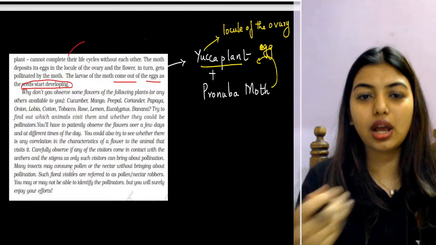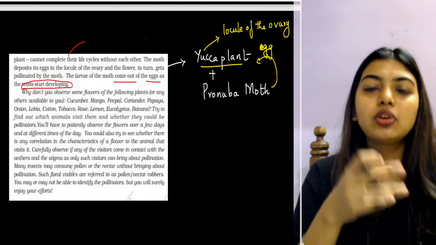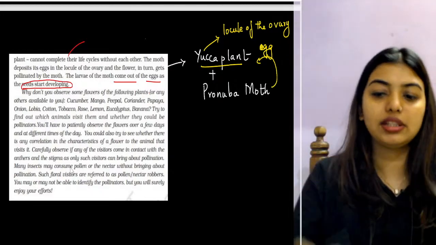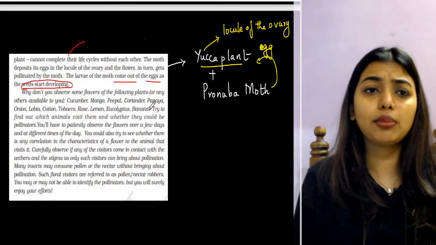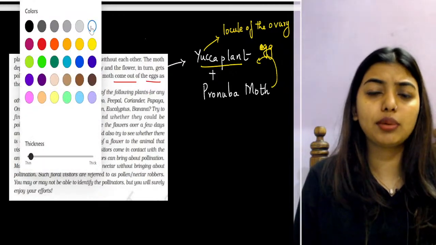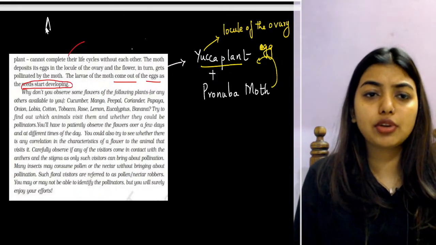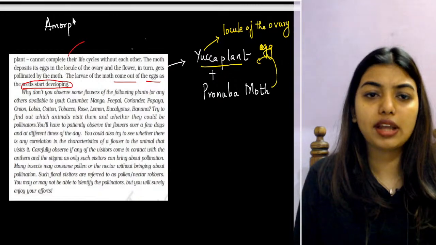They're just asking you how the flowers will look, what will happen if they come in contact with the animals. All that is not needed. But this Yucca and Pronuba moth you cannot forget. At the same time, you cannot forget the Amorphophallus plant also.